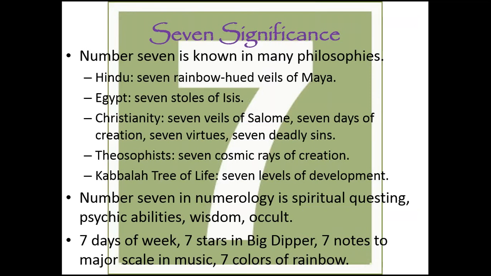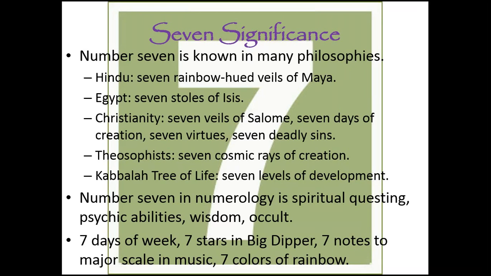One of the things we're going to be working with here over this series is the 7 major chakras. And so I thought I'd touch in a bit on the numerology of the number 7. It's known in many different philosophies and belief systems throughout history. The Hindus had the 7 rainbow-hued veils of Maya. Egypt had the 7 stoles of Isis. Christianity, the 7 veils of Siloam, 7 days of creation, 7 virtues, 7 deadly sins. The Theosophists had the 7 cosmic rays of creation. The Kabbalah tree of life has the 7 horizontal levels of development. And of course, in numerology, the number 7 is known for spiritual questing, psychic abilities, wisdom, and the occult.